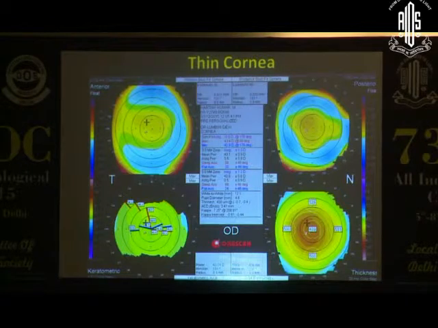Next is the thin cornea, but it is not keratoconus, or even subclinical keratoconus. You can see these are the normal limits, 43, 44 or 42.9. Next, the pupillary diameter is 4.6, and the thinnest is 430 microns. But it is not a keratoconic eye. It is a normal cornea, but it is a thin cornea.